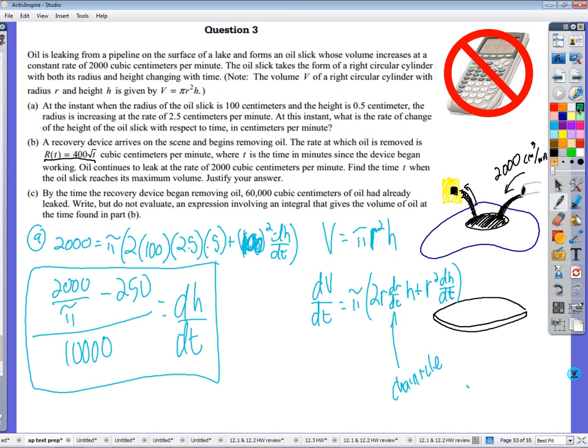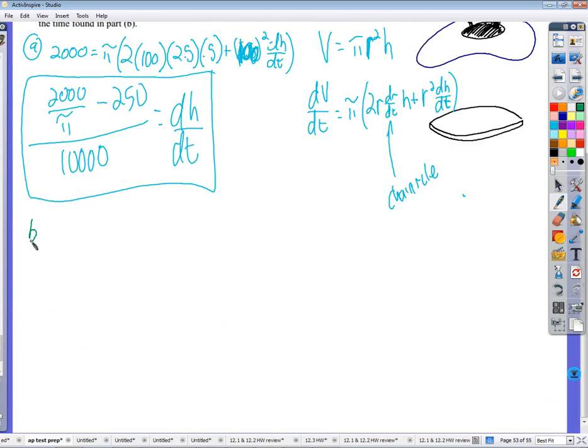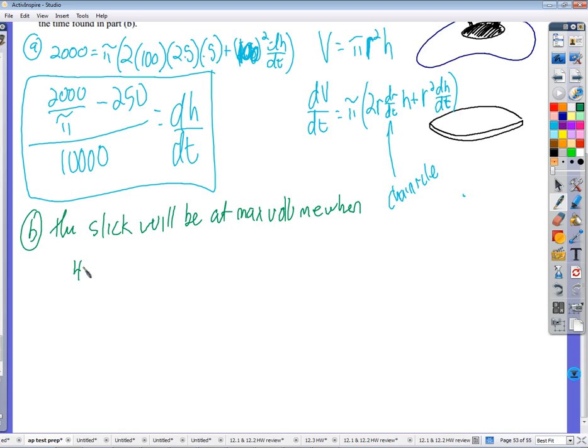So can we answer part B? Yeah, it must be when the two are in balance, right? And we just need to justify our answer, and we have to write something out like that, or maybe you can think of it in terms of some equation, okay? You can think of it pretty simply like this. B, the slick will be at max volume when 400 times the square root of t is equal to 2,000, and then the square root of t equals 2,000 divided by 400.